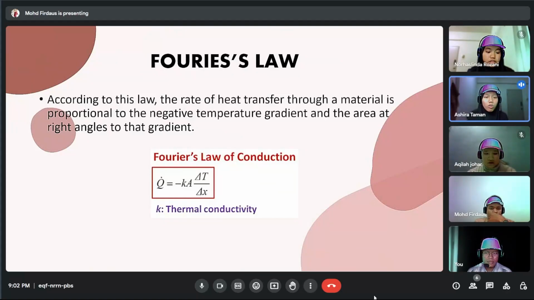According to this law, the rate of heat transfer through a material is proportional to the negative temperature gradient and to the area at right angles to the gradient. Fourier's law of conduction: Q is the local heat flux density, k is the conductivity or thermal conductivity, ΔT is the temperature difference between the endpoints, and Δx is the distance between the two ends.